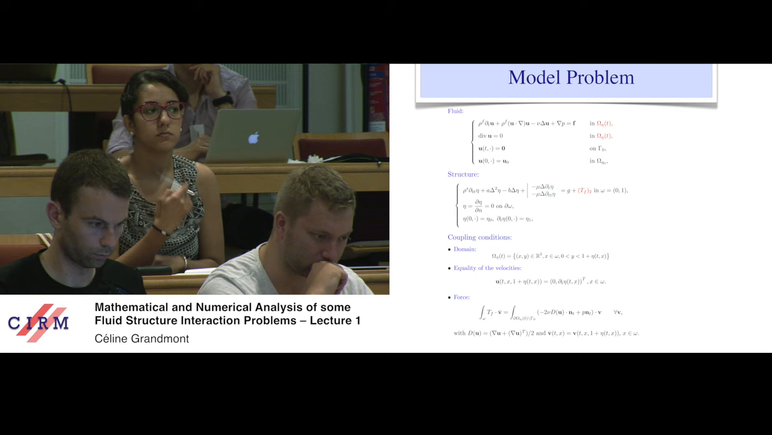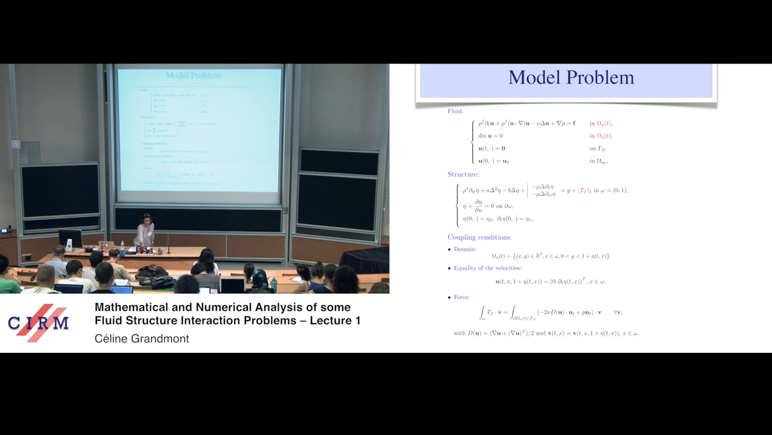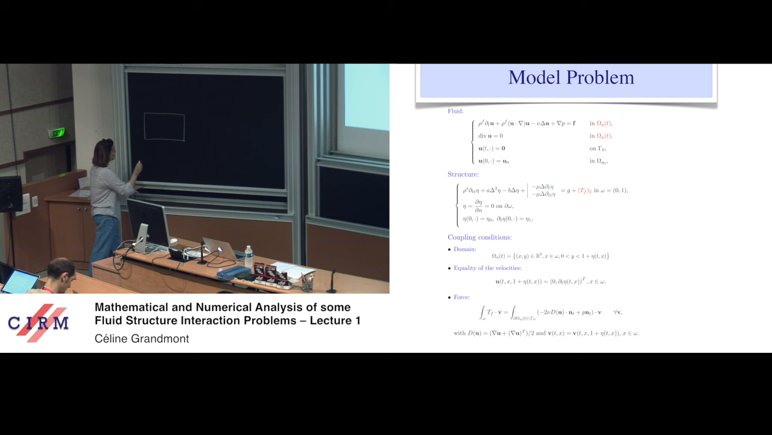So the configuration we will consider in the lecture is the following. We will consider a really simple case where you have a 2D fluid. So omega, so here you have the fluid. Here you have a rigid boundary. Here you have one inlet and one outlet. And here you have an elastic structure that can move in the transverse direction or in the longitudinal one. So here is sigma, the interface between the fluid and the structure.